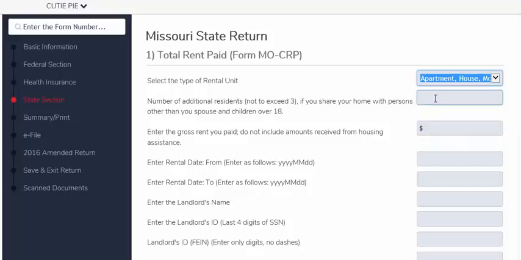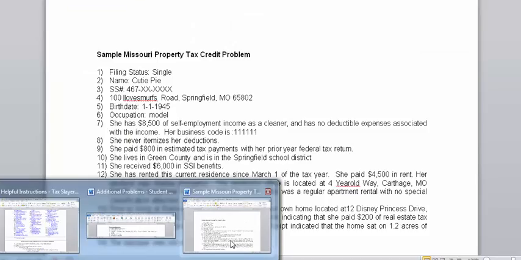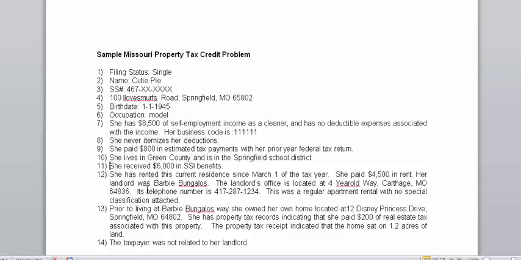And we have to list anybody else who lived there with her. As far as we know, she lived alone. But the reason we have to list additional residents is that they may end up prorating part of this. Then we enter the gross rent that we paid. And so this is the total amount that we paid out of pocket, not including any amount received from housing assistance. So usually housing assistance is Section 8. Looking back at our problem here, it looks like she paid $4,500 in rent.